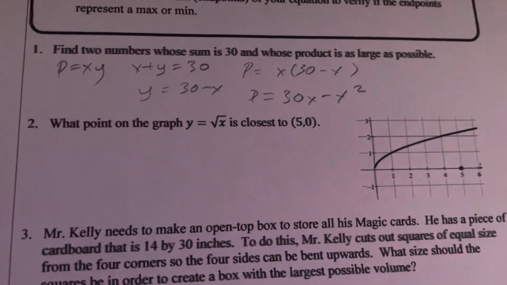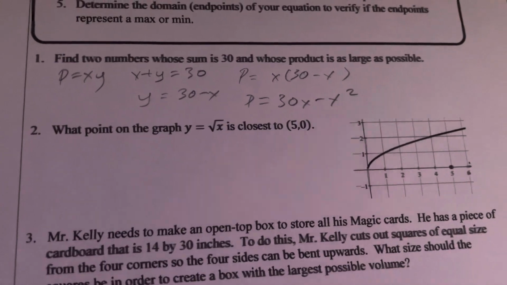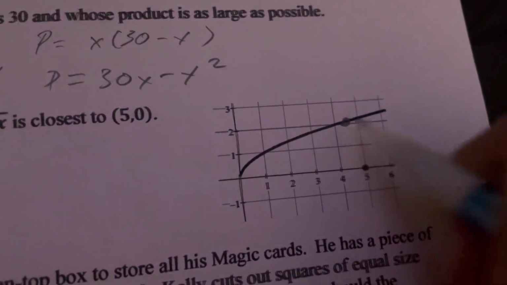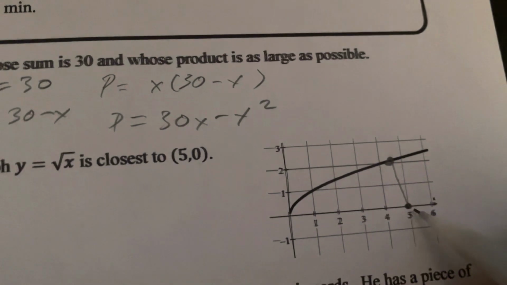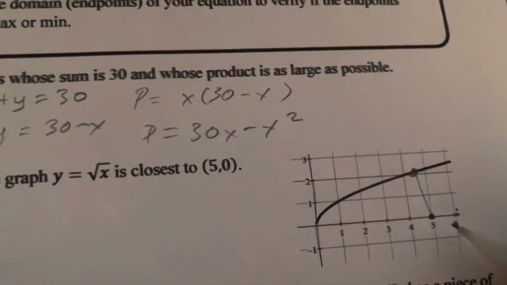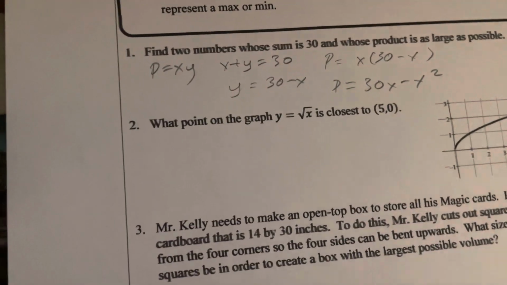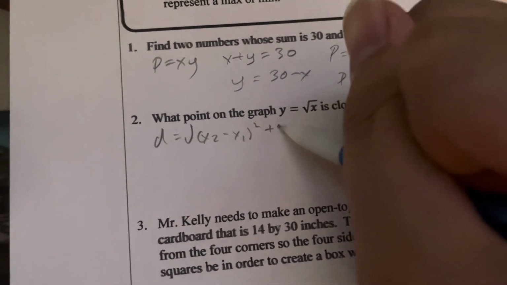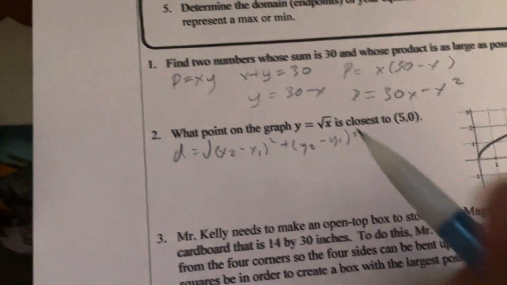Number 2, what point on the graph y equals square root of x is closest to 5, 0? So let's say, just guessing, this is the closest point, and we want to find the distance between 5, 0 to this point right here. Now, to find the distance, we have to use the distance formula, which is d equals square root of x2 minus x1 squared plus y2 minus y1 squared.